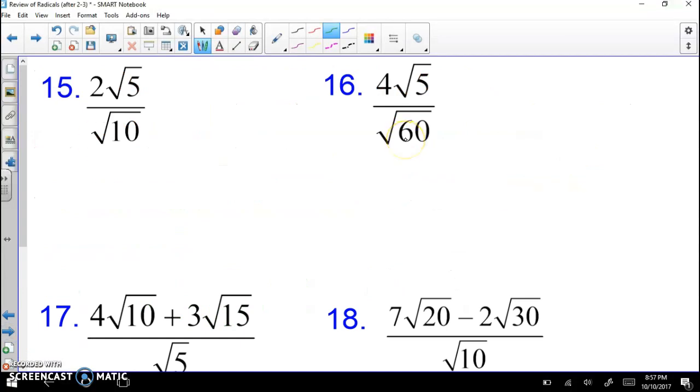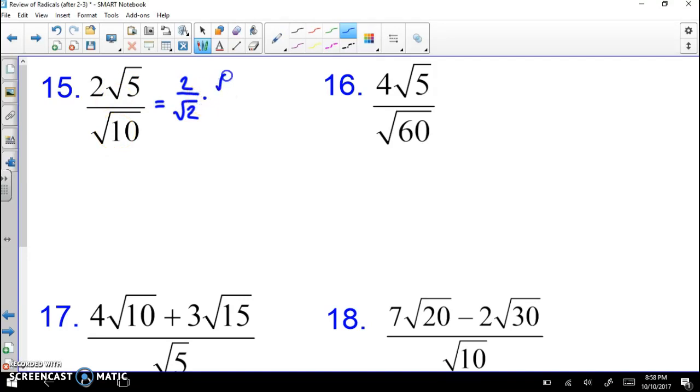So 15 and 16 are very similar, but a little bit different. We have 2 square root of 5 over the square root of 10. If you look at both of our radicals, they are divisible by one another. Just like multiplication, you can multiply radicals with other radicals, and you can divide radicals with other radicals. So the square root of 5 divided by the square root of 10 would simplify to 1 over the square root of 2, and this gives us 2 over the square root of 2, since 5 divided by 10 would leave you with 2 in the denominator.